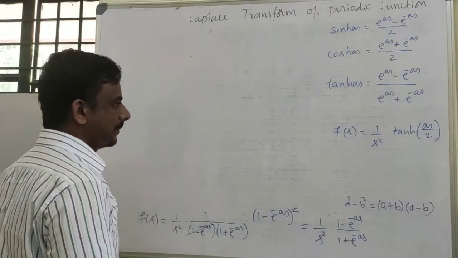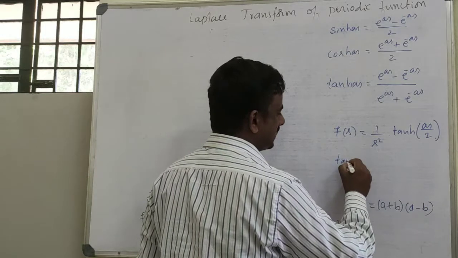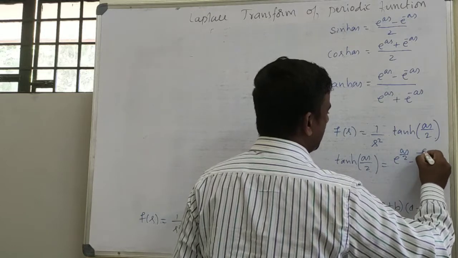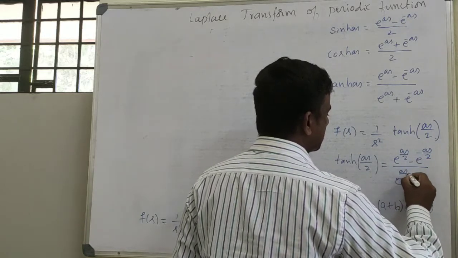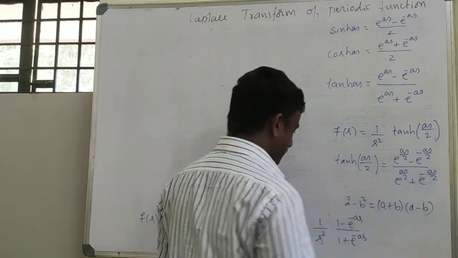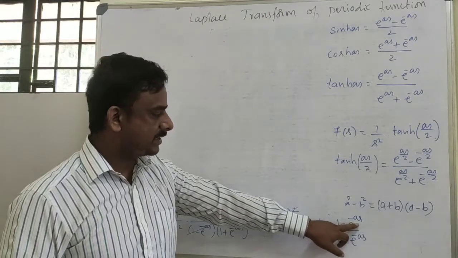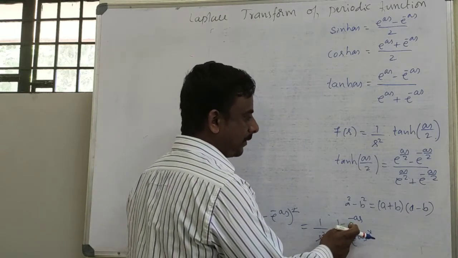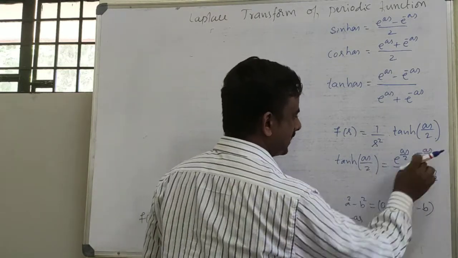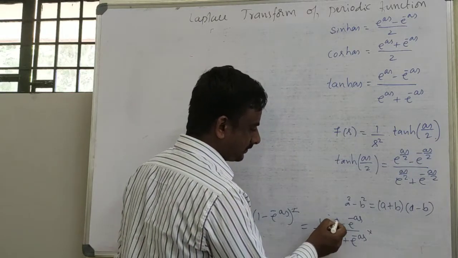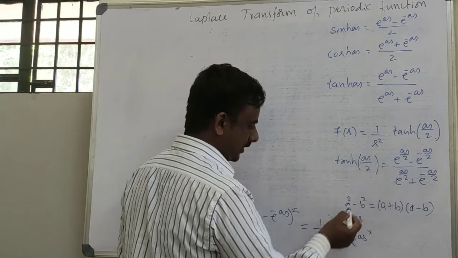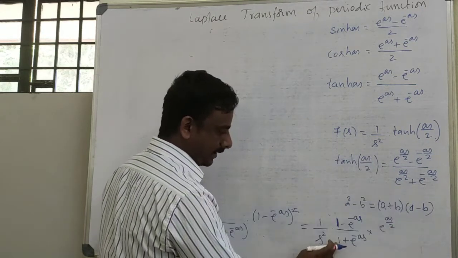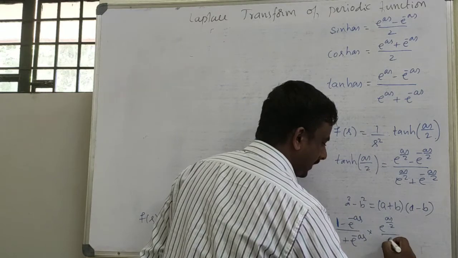So what should we do in that case? Actually tan h of as by 2 means e power as by 2 minus e power minus as by 2 divided by e power as by 2 plus e power minus as by 2. Let us not worry about the denominator, worry about the numerator. Here I have 1, I have e power as by 2 here. So I should get e power as by 2 here. So I'll multiply the numerator by e power as by 2. And also in the denominator, I want e power as by 2, so divided by e power as by 2.